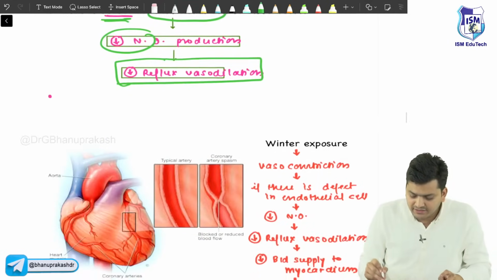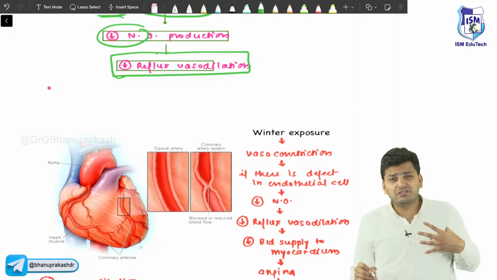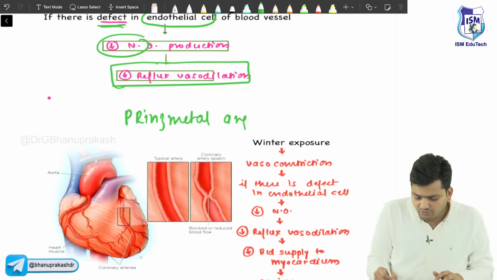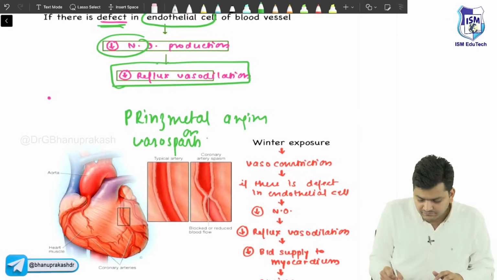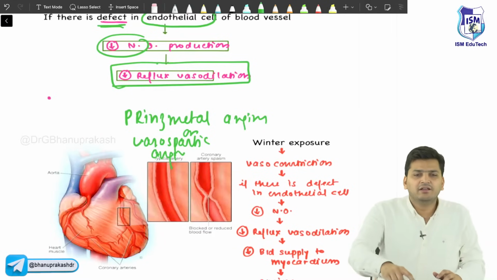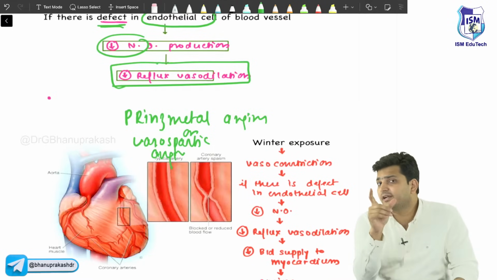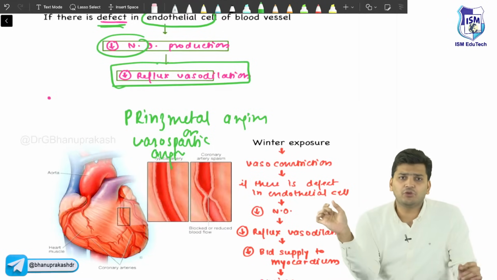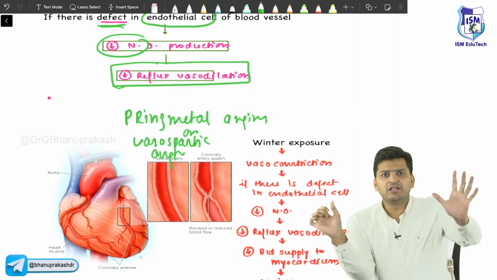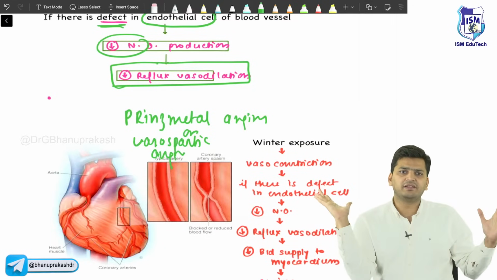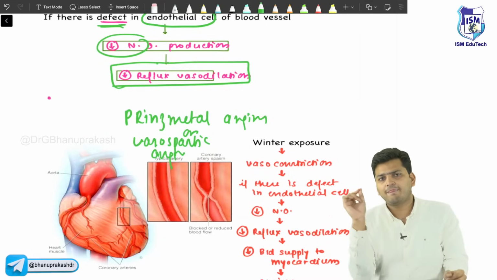And if this happens in the coronary artery, the patient will have chest pain, and this is called what? Prinzmetal angina, also called vasospastic angina. Done? So what is Prinzmetal angina? Defect in the endothelial cell. How are you going to pick the MCQ? If they say winter exposure leading to recurrent chest pain, whenever winter exposure, chest pain, Prinzmetal angina.